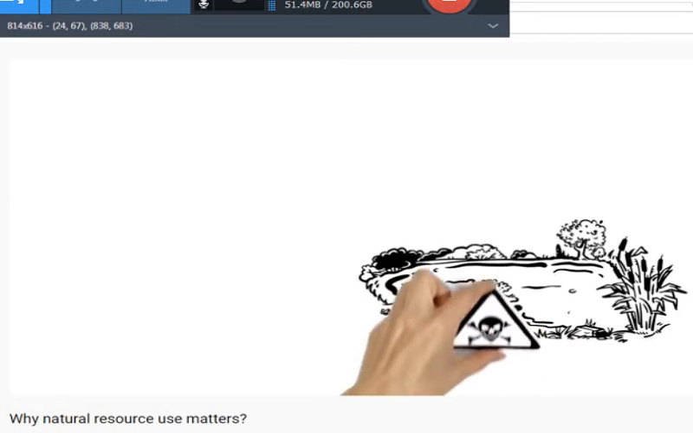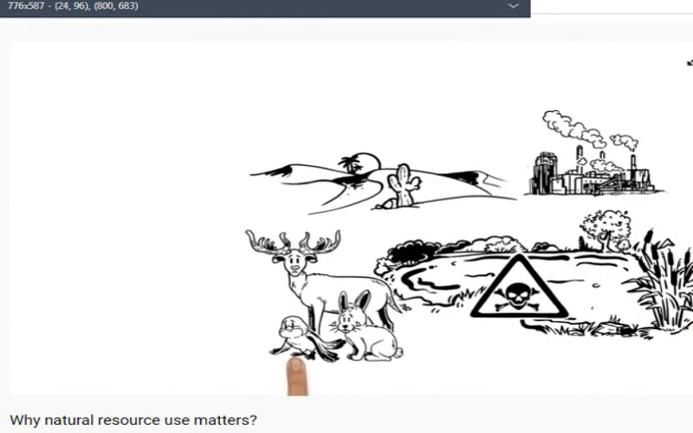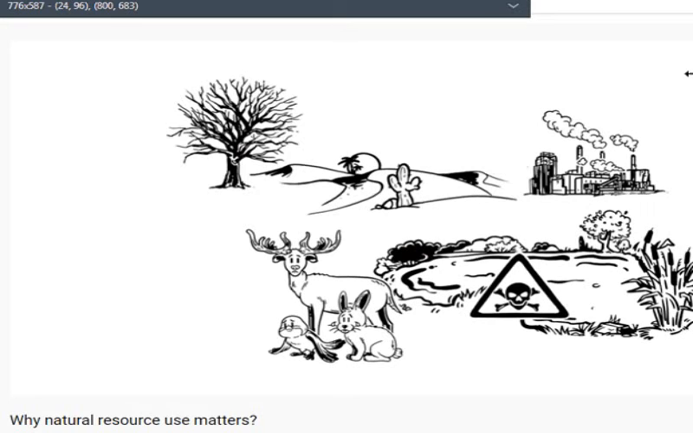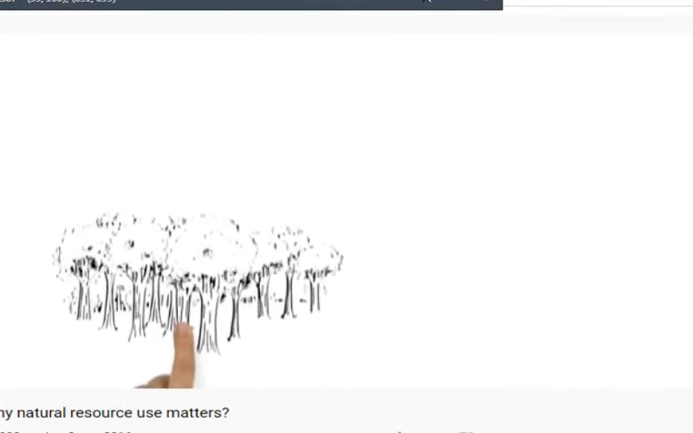If current practices continue, water scarcity and contamination, desertification, air pollution, loss of biodiversity, and land degradation will be more critical in the years ahead. All of these eventually have an impact on human health. It's hard to find balance.